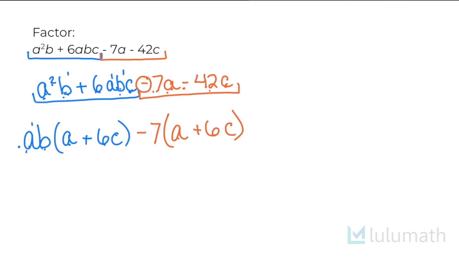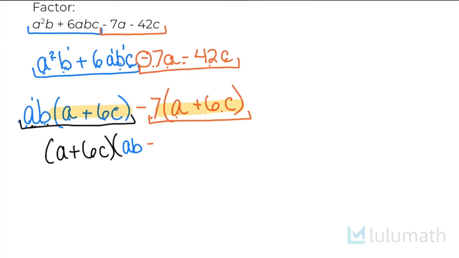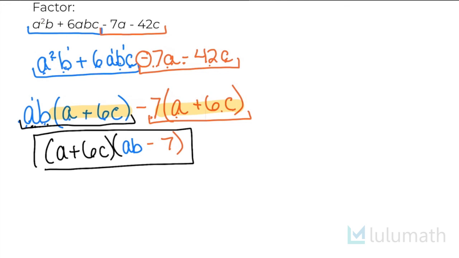This is looking promising. So we've got a plus 6c in common here. So I can factor out that a plus 6c. And in my first group here, when I factor out that a plus 6c, I have an ab left over. And in my second group here, when I factor out the a plus 6c, I have this negative 7 left over. So I'm going to say minus 7. And this is what you get when you factor by grouping.